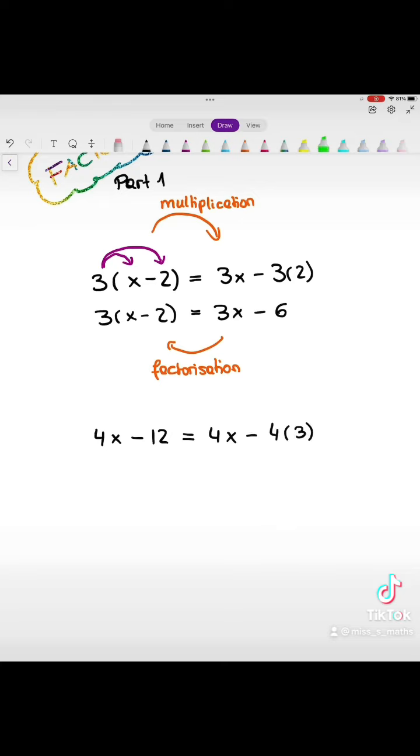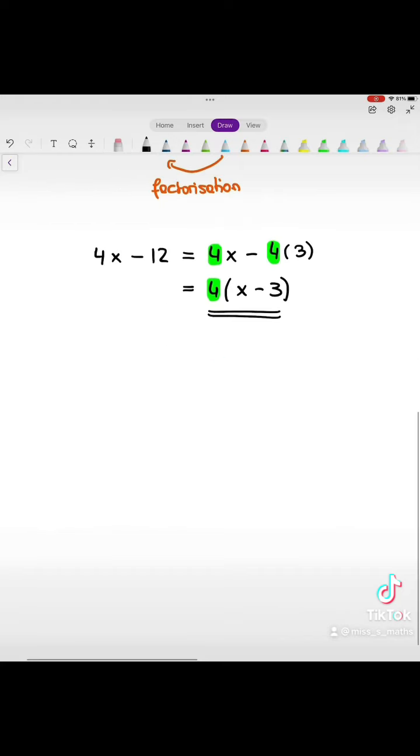The trick that I would recommend you use is writing down an extra step where you factorize all your number values, such as 12 here, as 4 times 3. We can now see that 4 is part of both parts of this subtraction. So we can pull the 4 out. If you cover it up with your finger, all that's left is x, a minus, and a 3. Put that in the bracket and you have factorized.